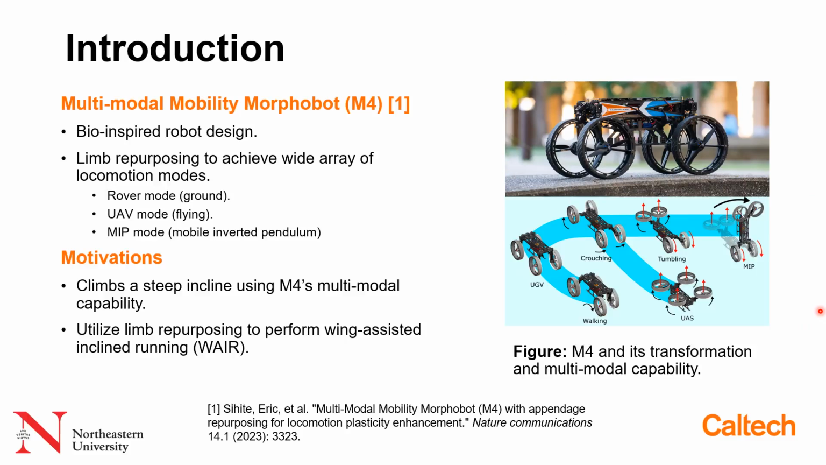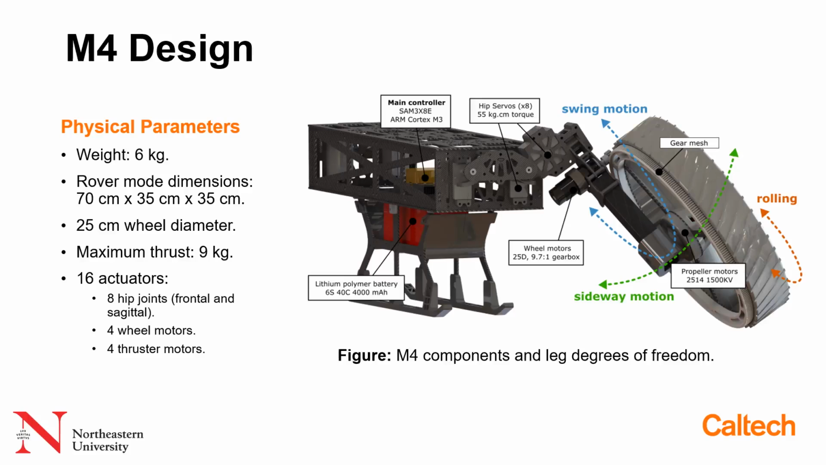The robot is capable of transforming into multiple modes and repurposing the actuators attached to its limbs to alternate between a wide array of locomotion modes, such as ground mode in here, aerial mode in UAV, and mobile inverted pendulum mode over here, or segway mode. So here we're going to use this MIP mode to perform wing-assisted incline running, or WAIR, to climb a steep surface. First, we will briefly explain the M4 design and key features.